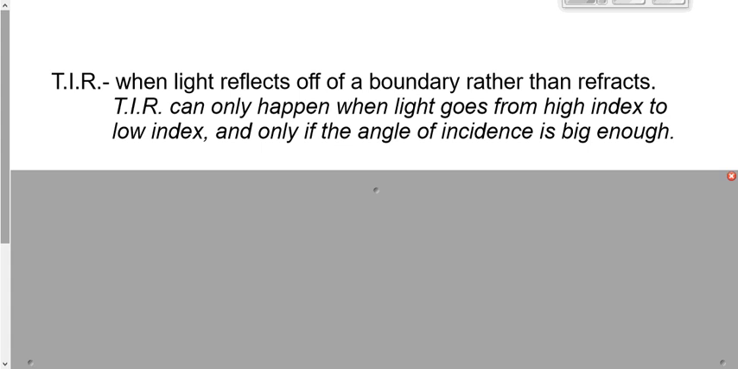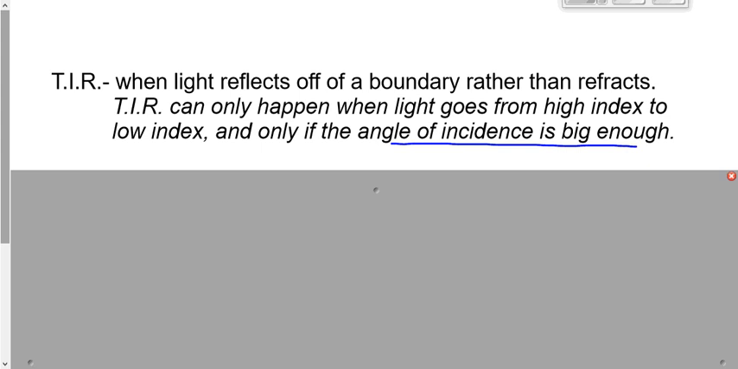Reason being, theta 2 has to be bigger than theta 1. And if you're going from low to high, then theta 2 is going to be smaller than theta 1. So it can only happen when you're going from a high index of refraction to a low index. And of course, the angle of incidence has to be high enough.